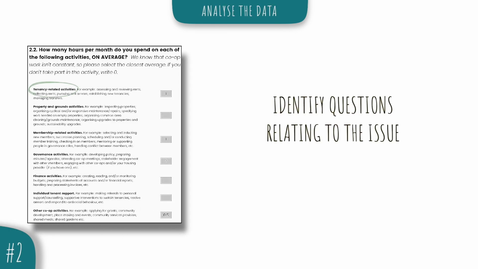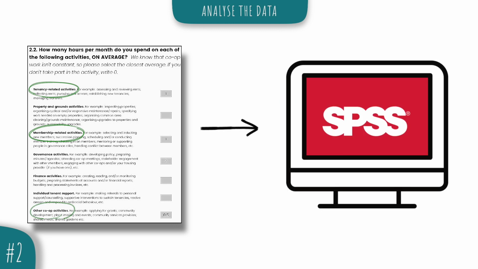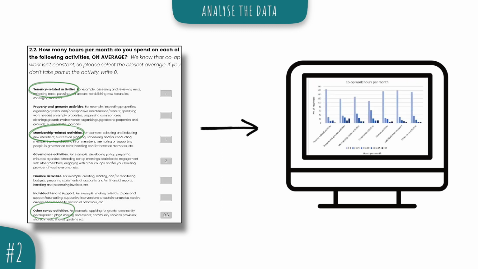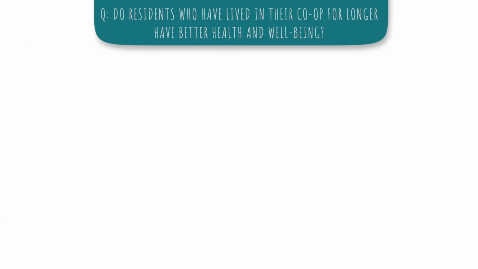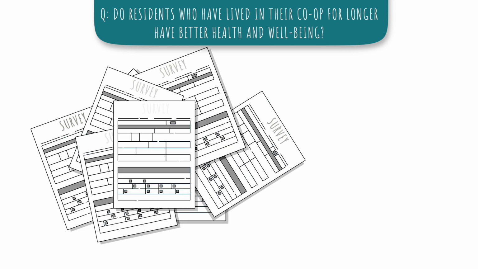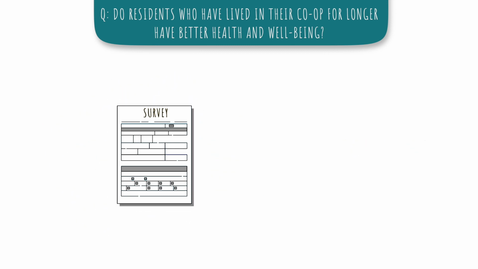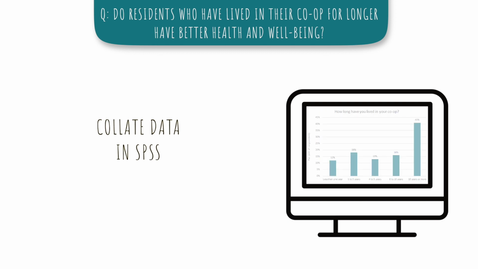We start by identifying all the survey questions that relate to the issue we are investigating. We then use a software package such as SPSS to combine the responses from those questions and look for patterns in the data. For example, to find out if members who have lived in their co-op for longer have better health and well-being, we start by combining all survey answers about health and well-being. We then use SPSS to combine this data with information about how long members have lived in their co-op.